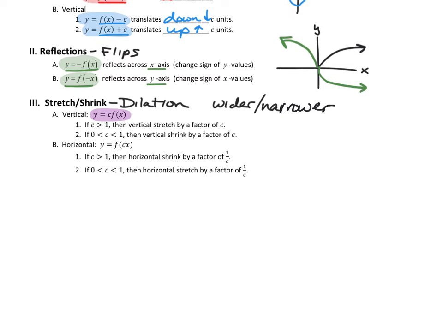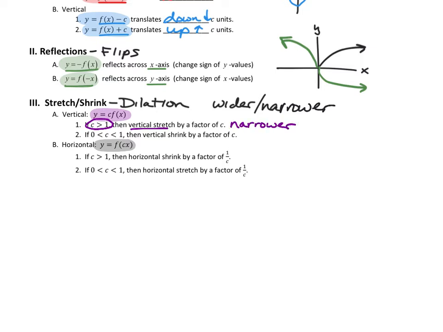Notice this time that the difference between horizontal and vertical is where I'm multiplying my scalar. If I multiply a scalar in the front of the function, it is a vertical stretch and shrink. If I multiply that scalar on the inside, it's a horizontal stretch and shrink. Now, the kind of number that you plug in is super important here. So if you're multiplying by a number that's bigger than 1, like 1.5, 2, 10, then you're going to do what's called a vertical stretch. Your graph is going to get narrower.